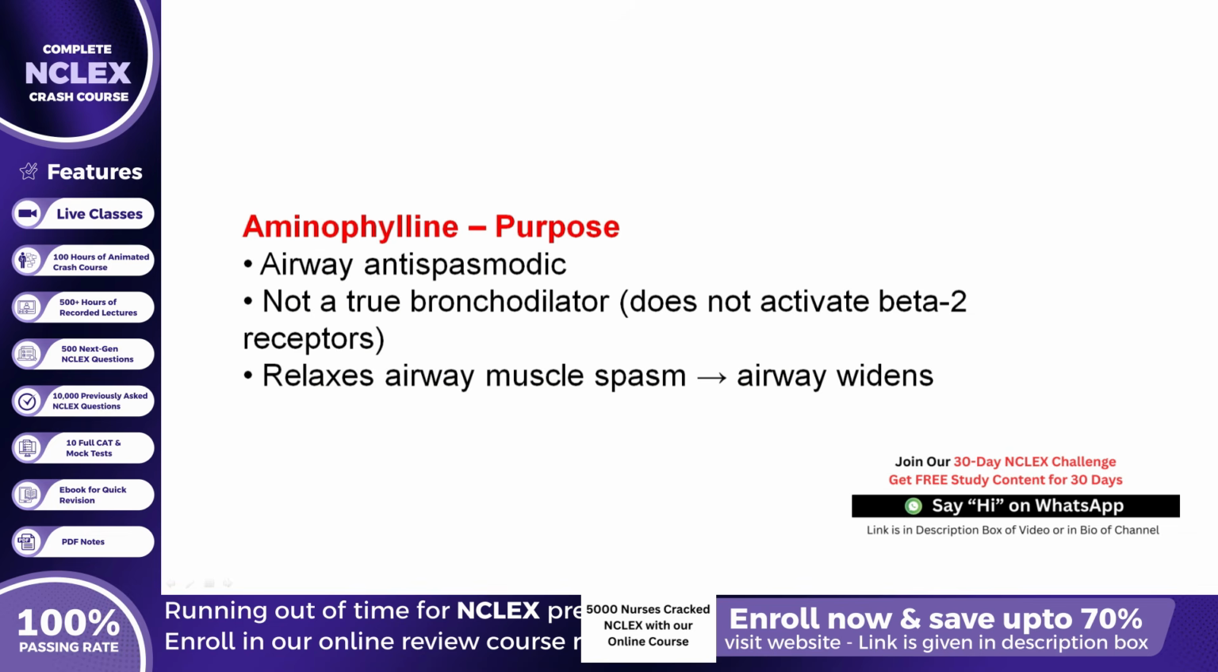Next, let us talk about aminophylline and its purpose. It acts as an airway antispasmodic, which means it targets spasm rather than dilation. It is not a true bronchodilator because it does not activate the beta-2 receptors. Instead, it relaxes airway muscle spasm so the airway widens.